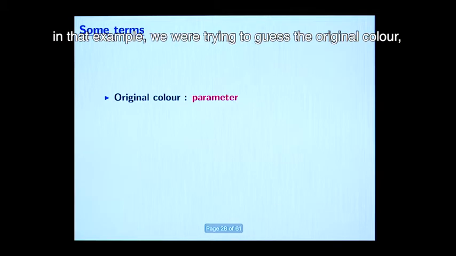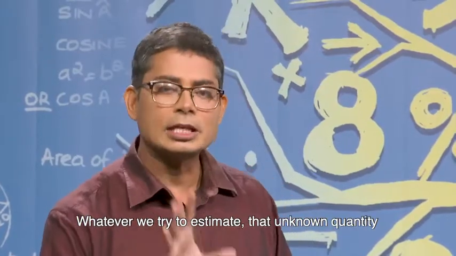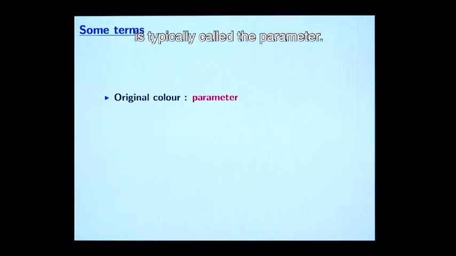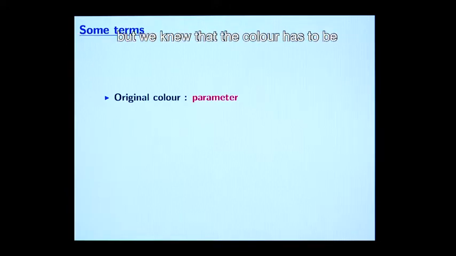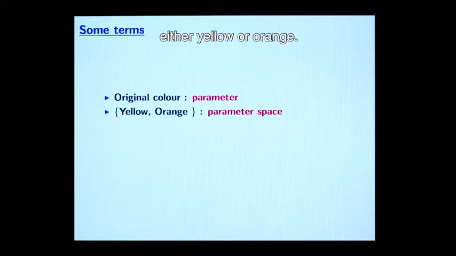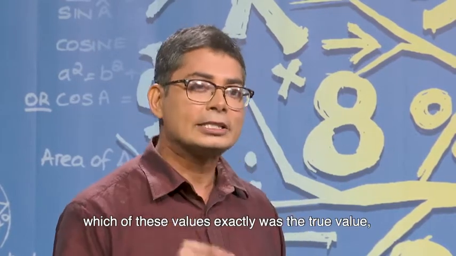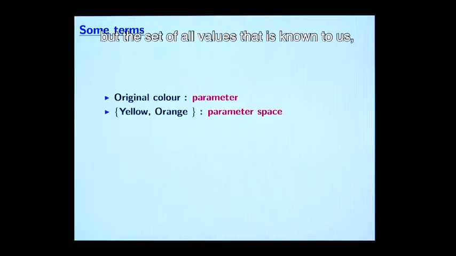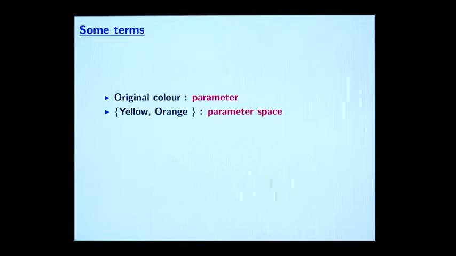First, in that example, we were trying to guess the original color, we were trying to estimate the original color. Whatever we try to estimate, that unknown quantity is typically called the parameter. Now, we of course did not know which color was used, but we knew the color has to be either yellow or orange. So, these are all the possible values that the parameter can take. Our interest lies in knowing which of these values exactly was the true value, but the set of all values that is known to us, it is called the parameter space. In our example, it was the set yellow, orange.